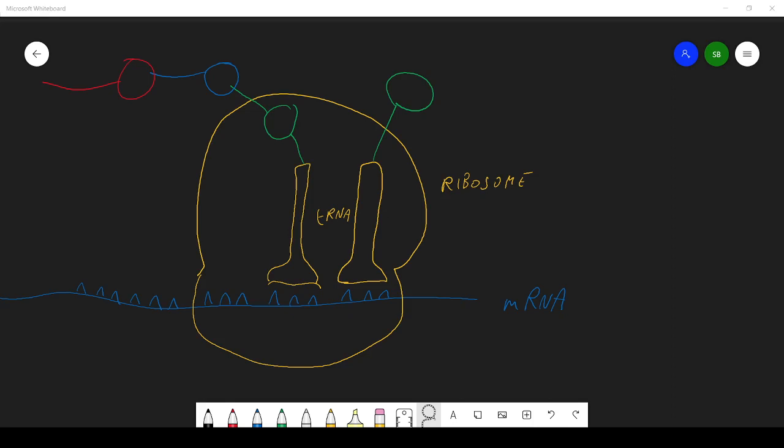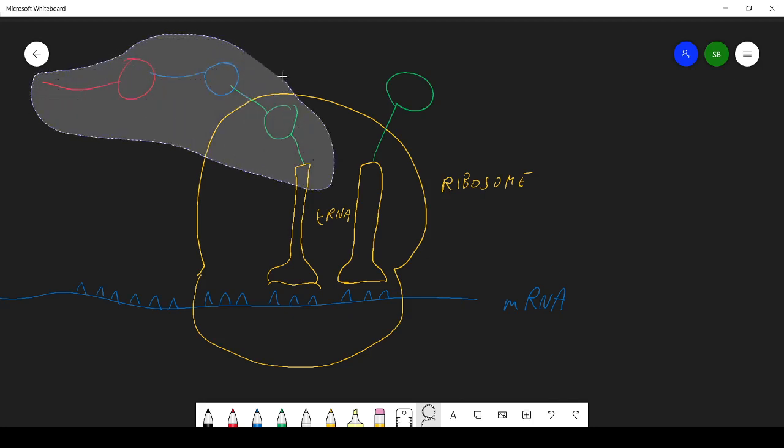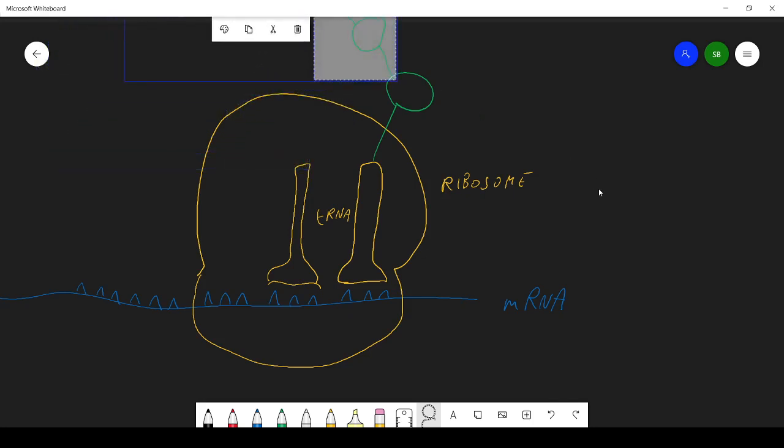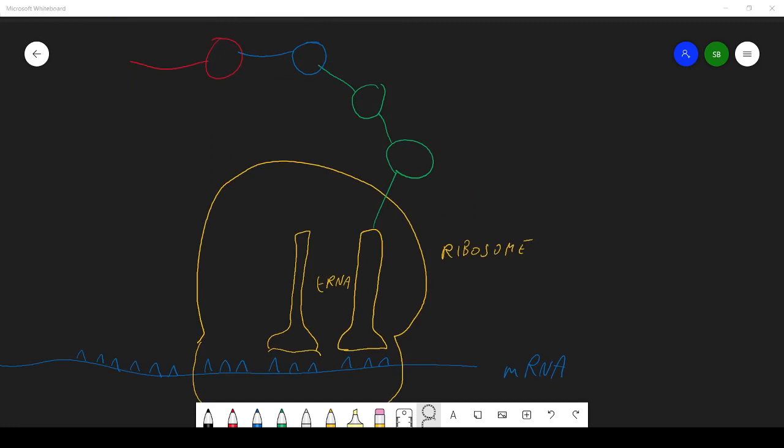And then the next step in protein synthesis is the transpeptidation, which is where this string now gets attached to here, and drugs which block that are inhibitors of transpeptidation, such as chloramphenicol.